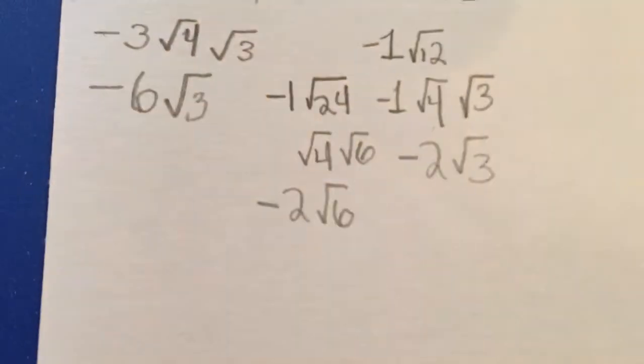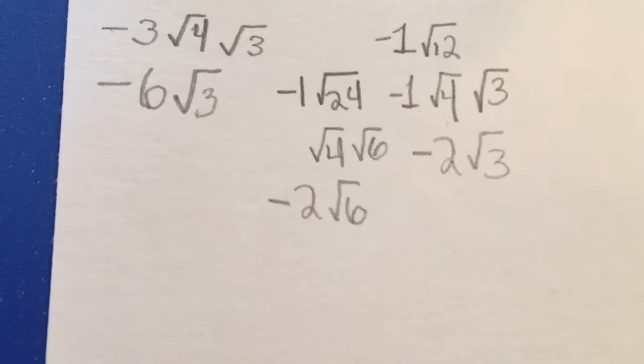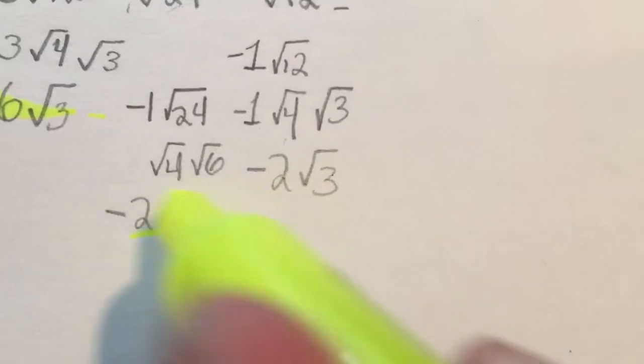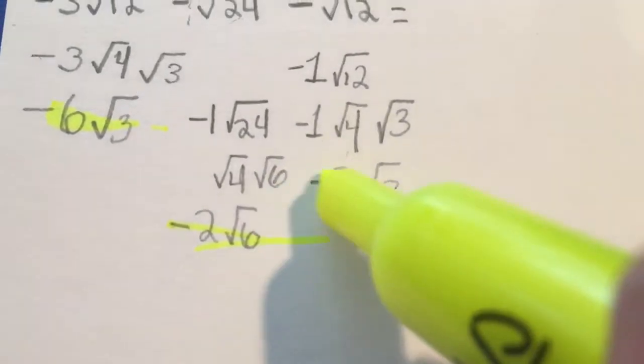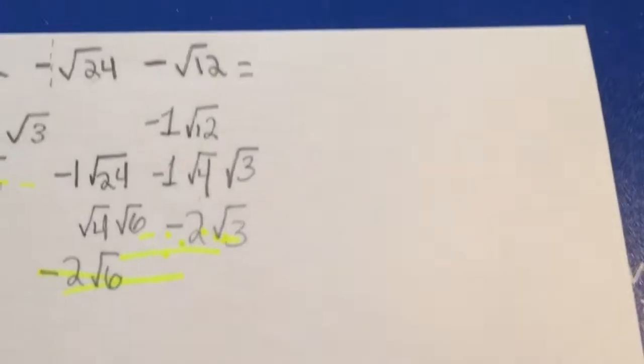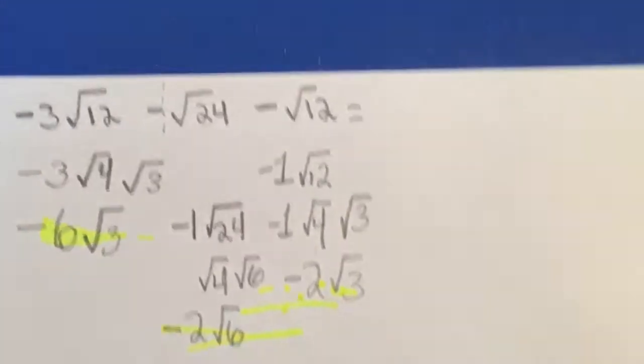We have the negative 6 rad 3, the negative 2 rad 6, and the negative 2 rad 3. So what do we do with these now? Well, now we can actually add and subtract them.